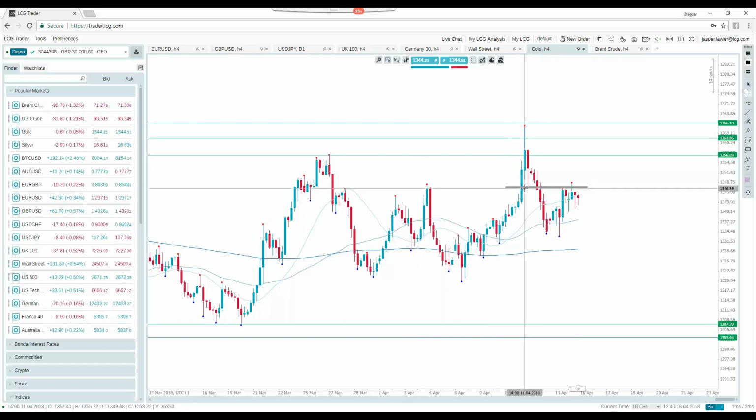So we came back down, bounced off that resistance from this high here, which happened in this candlestick, and then over the course of the next few hours we eventually broke it. And so that, with the benefit of hindsight, could have been your trigger to enter the market.